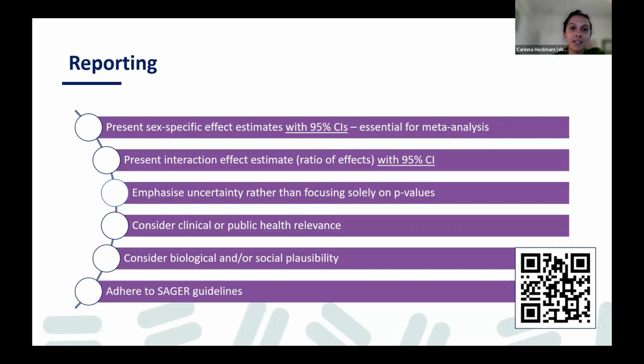And finally, adhere to the sex and gender equity in research or SAGE guidelines, which I've included the QR code for here.